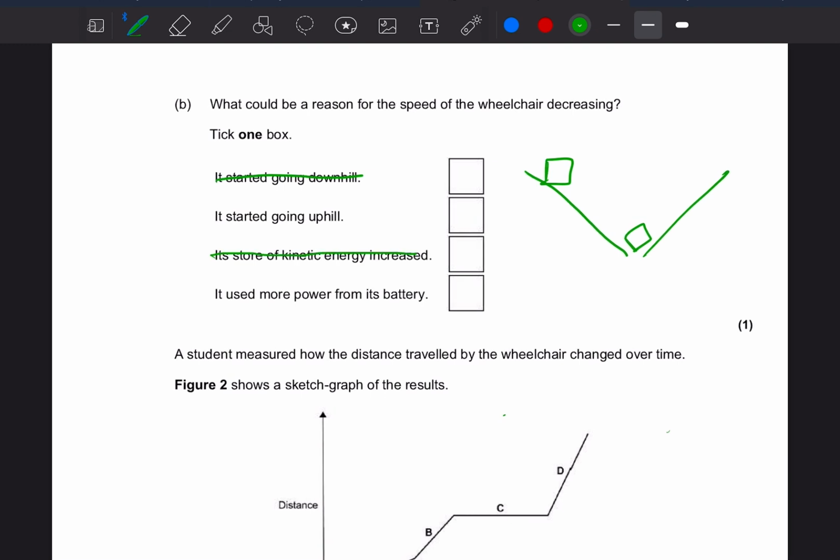It used more power from its battery. Well, it's an electric motor, so the more power, the more energy it transfers every second. If it's transferring more energy, the more it's going to go faster. So again, it would speed up. So it can't be that one. So the only one that makes sense is the fact that it's going uphill.